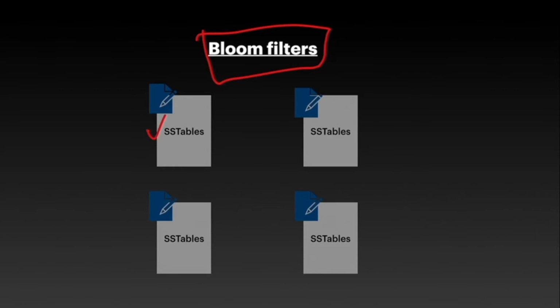So every SS table is going to have a Bloom filter. The Bloom filter gives us the following information. First, that a particular record is definitely not available in a particular SS table. The other thing is whether there is any probability that a particular record is available in that SS table. So if the record is not available, the Bloom filter will tell us that for sure. But if the Bloom filter tells us that a particular record can be found, there is a chance that the record can be found or cannot be found in the particular SS table.